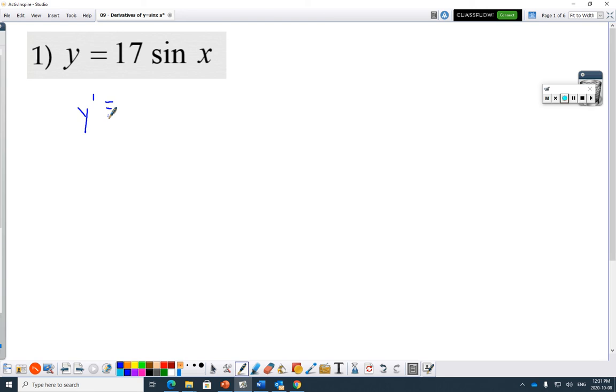The derivative of 17 sine x. Let's just talk about something different for just one moment. The derivative of x is 1.